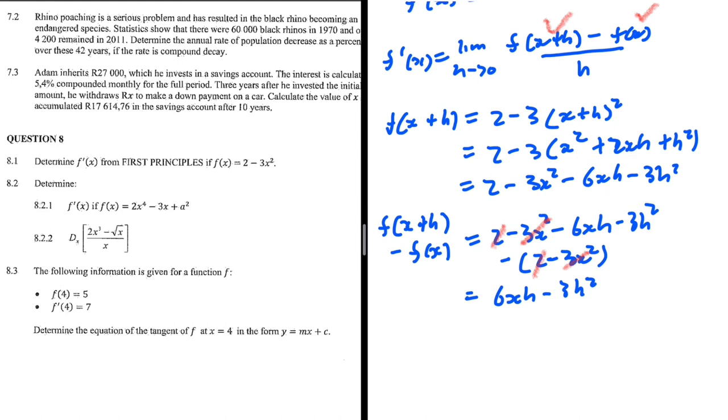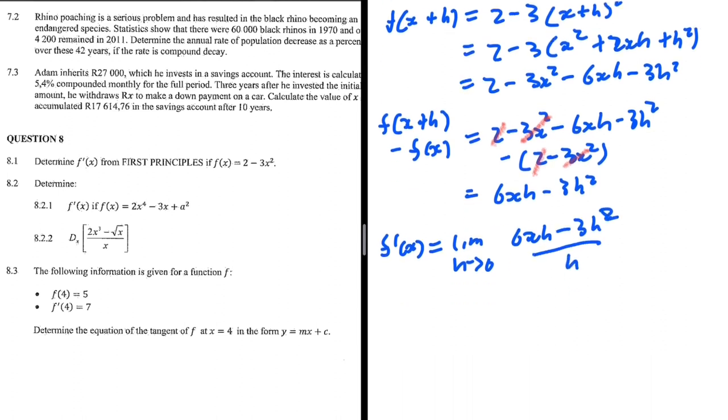Let's substitute back in our equation. So f prime of x, as h tends to 0, we have minus 6xh minus 3h squared, everything divided by h. Let's take h as a common factor on the numerator.